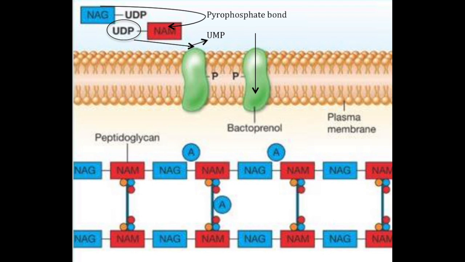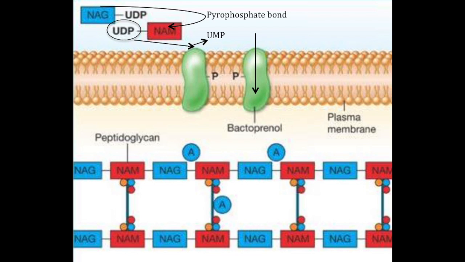So peptidoglycan synthesis starts within the cytoplasm with the association of the nucleotide uridine diphosphate to the two molecules NAG and NAM. These molecules are the building blocks of the peptidoglycan wall. In order for these molecules to cross the membrane layer, they need a transporter. In this case, our transporter is bactoprenol.